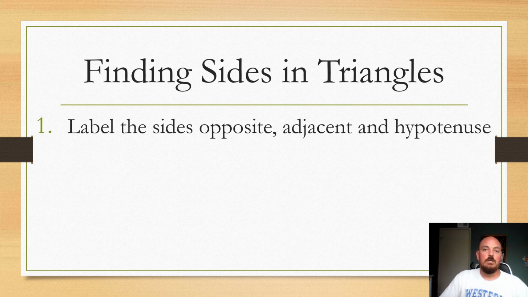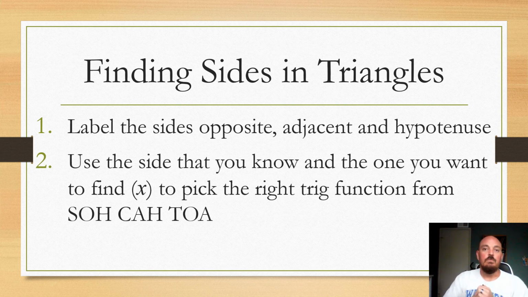So here are the steps. Number 1 from yesterday, label the sides opposite, adjacent, and hypotenuse. Number 2, we're going to use SOHCAHTOA, but we're going to kind of use it backwards. We're going to look at the triangle. We're going to say, okay, which is the side I'm trying to find? Which is the side I know? Because remember, I said you know one side automatically. So of those two sides, you're going to pick the right trig function using SOHCAHTOA. So let's say, for example, the side that I know is opposite, and the side I'm trying to find is hypotenuse. Well, opposite and hypotenuse is here, so I would have to use sine.